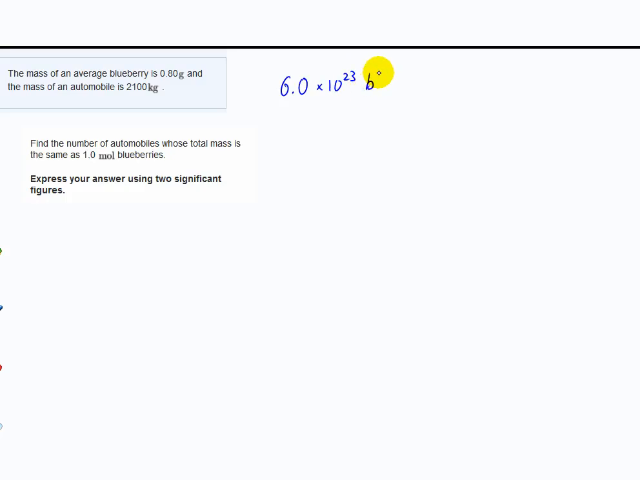Right. So if you have 1 mole of blueberries, remember it's like a dozen. That means you have this many blueberries. So to figure out how much that many blueberries weighs, you multiply it by the mass of each blueberry. So if each blueberry is 0.8 grams, and you got that many blueberries, you multiply those together, that's your total mass of blueberries. All right? So then you divide that by the mass of an automobile once your units are in the right place, and that's how many automobiles it takes to make that mass. Wait, I'm sorry. So you multiply it and then you divide by the mass of the automobile? Yeah, well, think about what's going on here. You have that many blueberries.